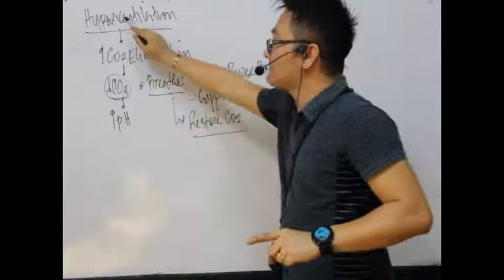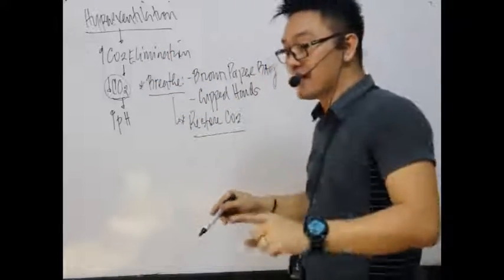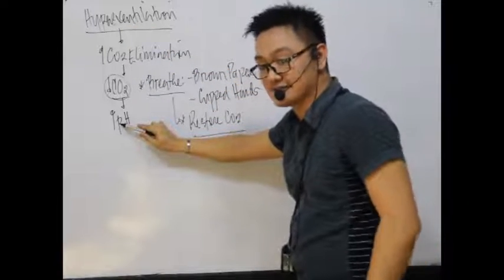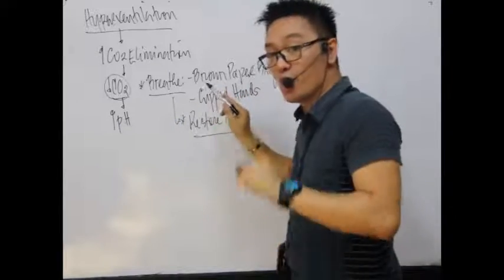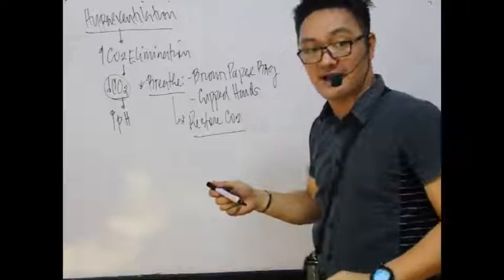Because when you hyperventilate, there is release of carbon dioxide. Clear? So don't forget this. Hyperventilation can cause respiratory alkalosis. What will you do as a nurse? Tell the patient to breathe in a paper bag or in cupped hands. For what reason? To restore carbon dioxide.